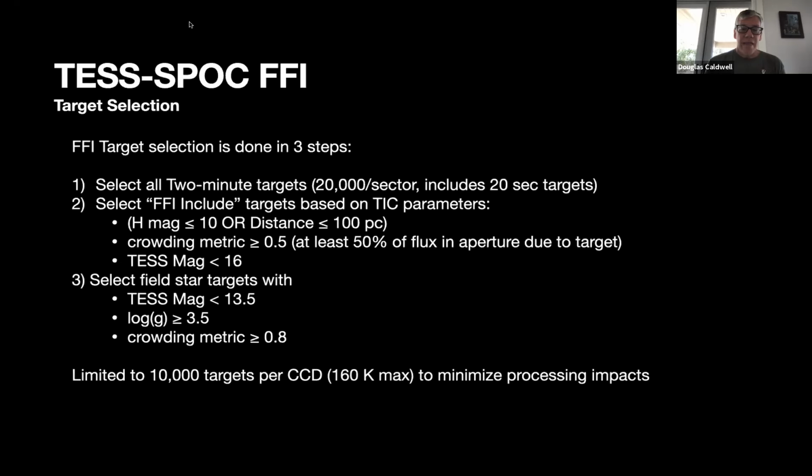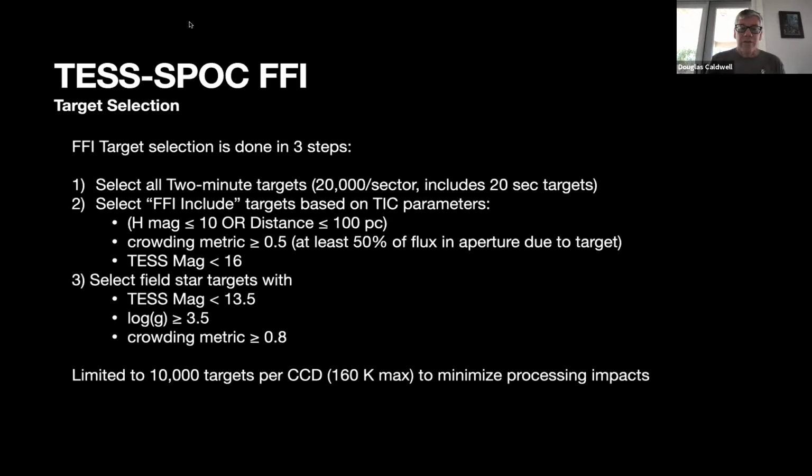And that selects usually a few tens of thousands of targets across the field. And then the rest of the target budget, we just fill with field stars with a magnitude cut of 13.5. And we usually don't get there. We usually get close on some CCDs. A log g greater than 3.5, just to sort of arbitrarily choose non-giants, and a crowding metric greater than 0.8. So we're a little more stringent here. So basically 80% of the flux has to be in their aperture.